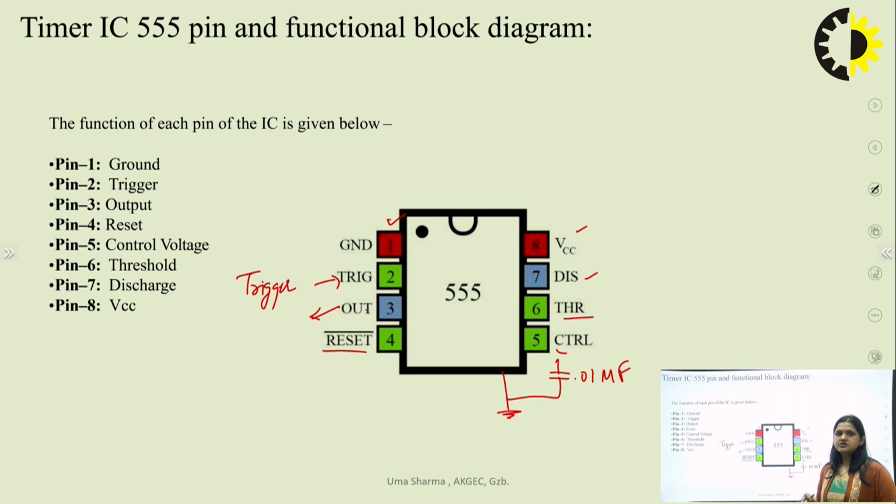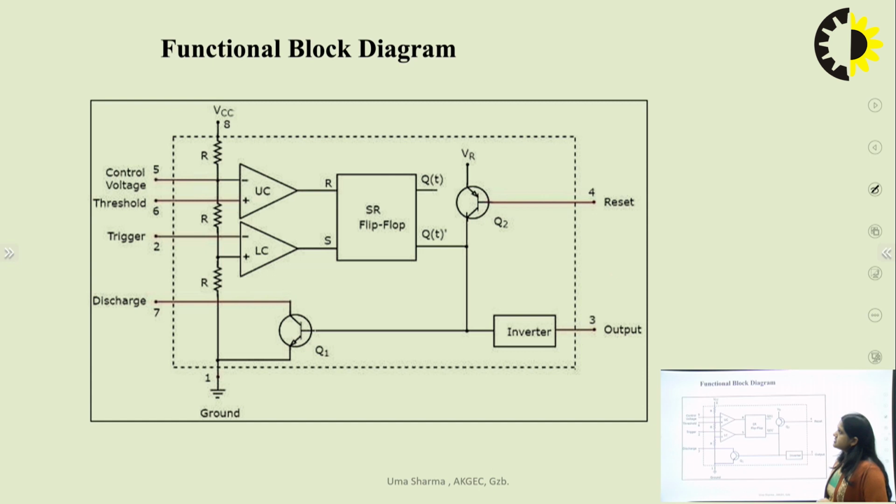The discharge pin is designed to discharge a capacitor through a transistor. So our BJT is used for making this discharge pin. And VCC, as you are aware, is the supply voltage. So this is the pin configuration of the 555 timer. Now see the functional block diagram.